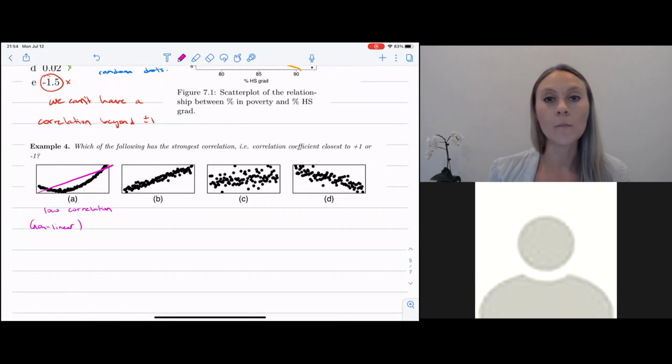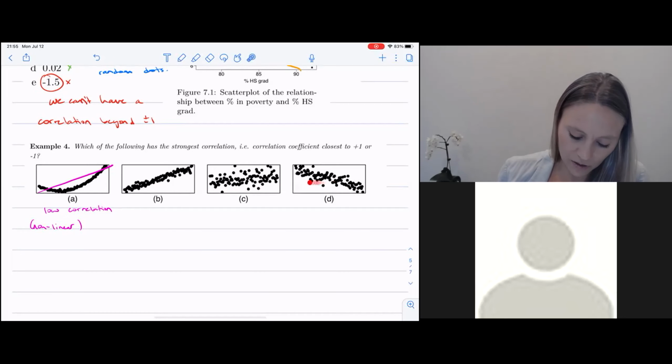Also, the correlation, we can calculate it for any data, but we should only use it for linear data, right? So that's up to us as the operator. We need to make sure that we're not calculating correlations when they're not appropriate, right?